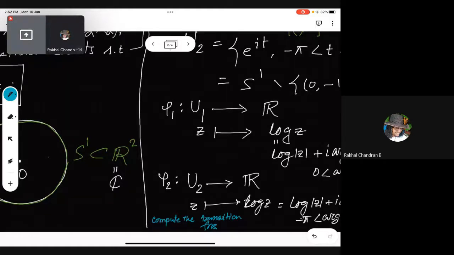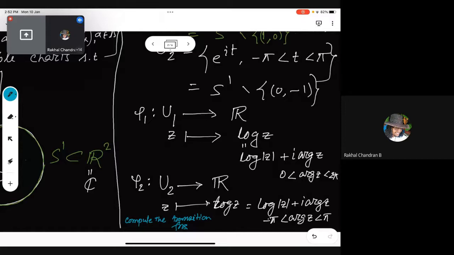Sir, we are defining log z as log mod z plus i times arg z, right? But the range is a real number, so why does i come there? You are right, that is true. In your case, when you are looking at the circle, I wrote it from the complex analytic point of view, but here mod z is 1. So log 1 is 0. So it doesn't go to R actually, it goes to iR. But yes, you are right.